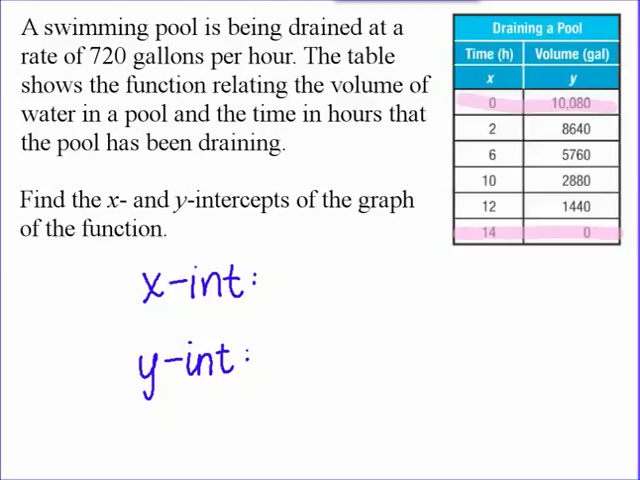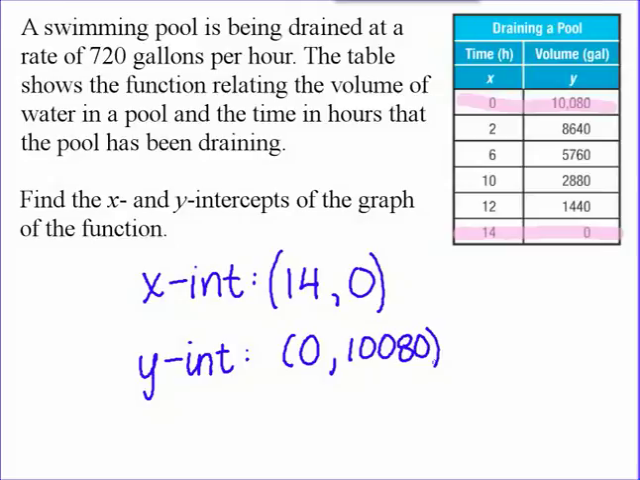So what would this x-intercept be? 14. Remember what I said, it's where y equals 0. So the x-intercept we would write as a point, it would be 14, 0. Where is the y-intercept going to be? 0, 10080. Now be careful when you write this not to put commas, because if you see two commas you're going to think that that's actually an ordered triple. So just don't put commas there for the 10080.